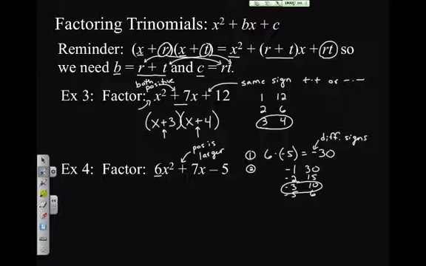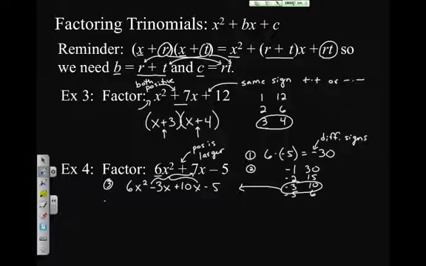Our third step is this. We rewrite the polynomial here: 6x squared, but instead of writing 7x, we write minus 3x plus 10x minus 5. We use those factors that we just found to replace the 7x. The reason that we can do that is negative 3x plus 10x equals 7x. So we're not changing the problem, we're just changing what it looks like.